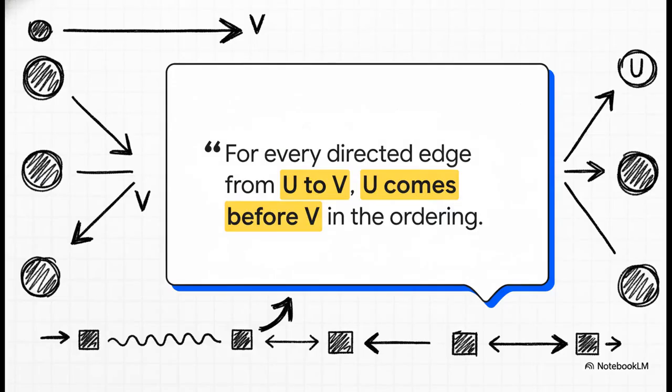If you remember just one thing from all of this, let it be this golden rule. This is the entire point. For every arrow in that graph, the task at the start of the arrow has to come before the task at the end. That is the non-negotiable principle that makes it all work.